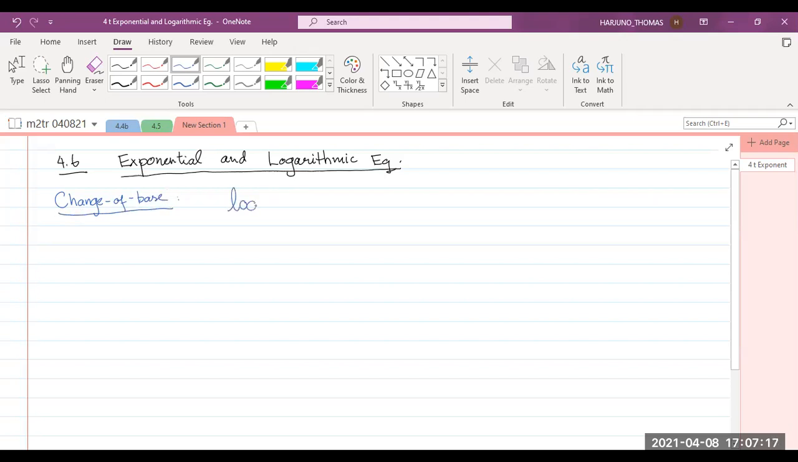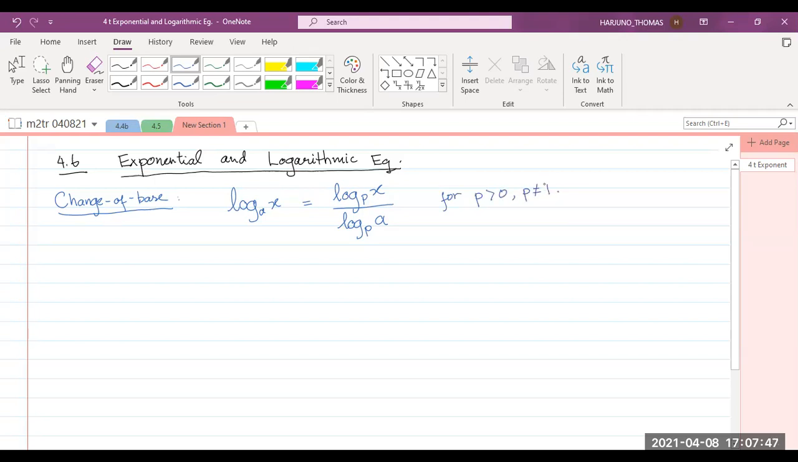Log base P of x, where log base A of x is equal to log base P of x over log base P of A, for any base P positive and not 1.